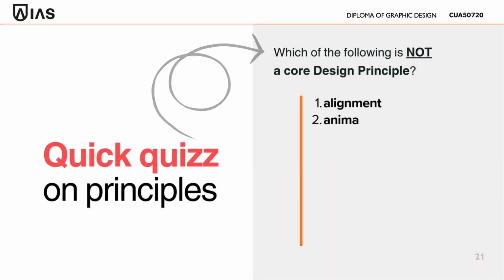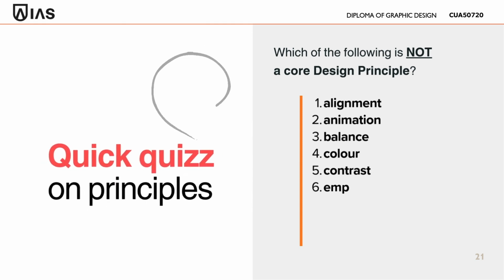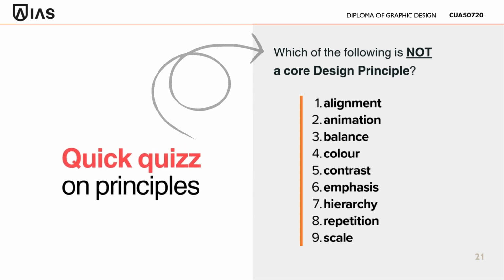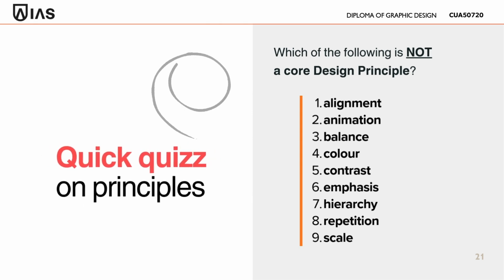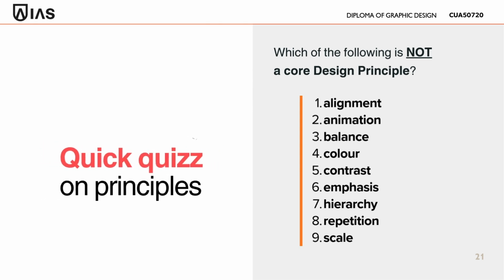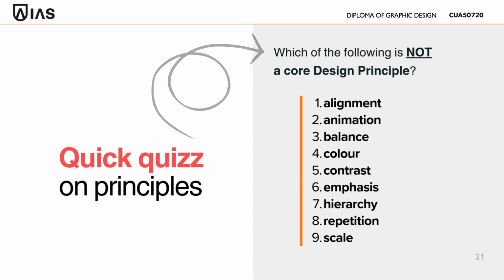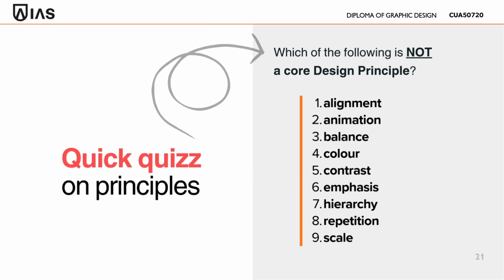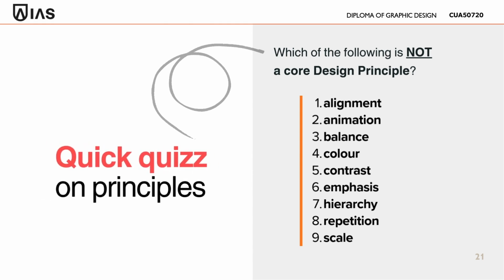Let's finish up with a quick quiz on what we've learned about design principles. Which of the following is not a core design principle? Alignment, animation, balance, color, contrast, emphasis, hierarchy, repetition, or scale? Well, hopefully you've all chosen number 2. Animation is not a core design principle. The rest of them are.